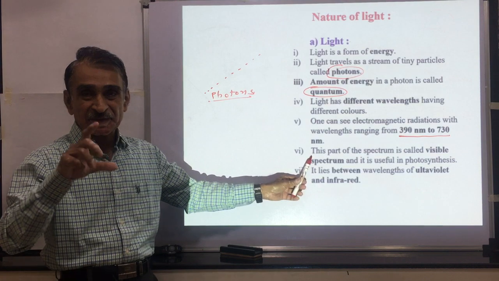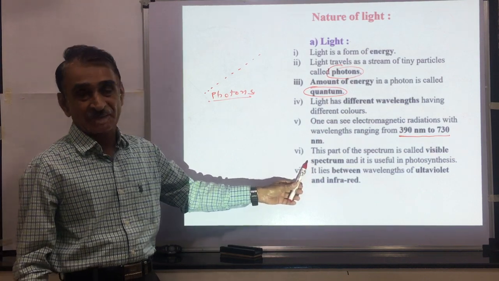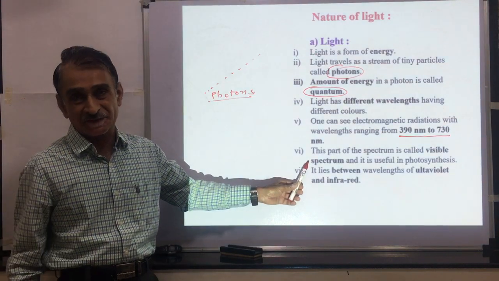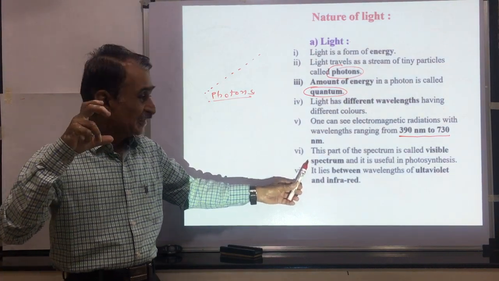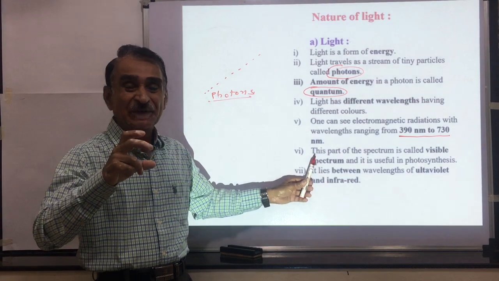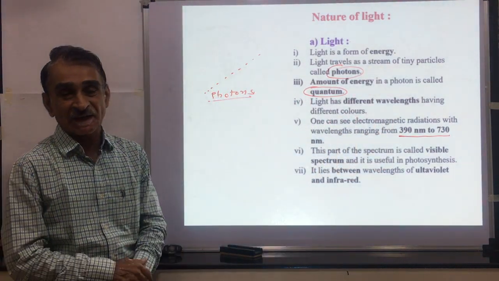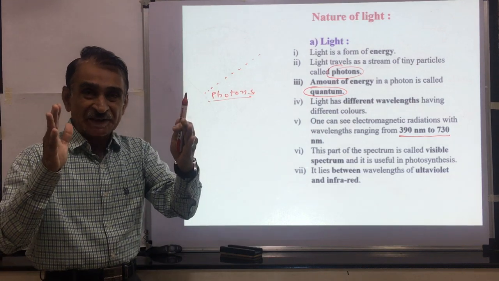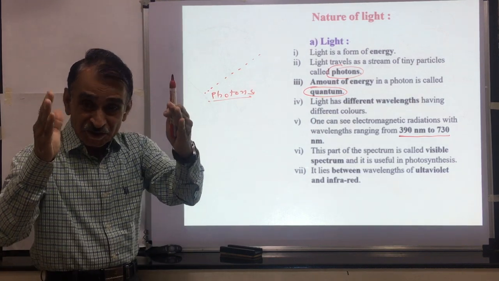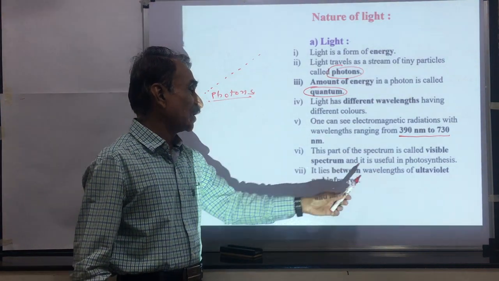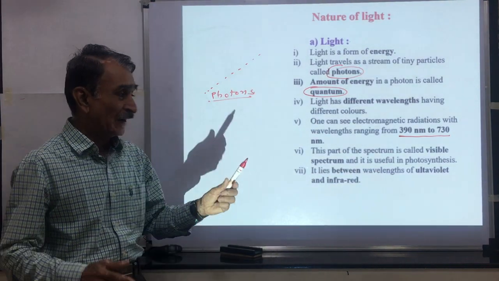This part of the spectrum is called the visible spectrum. This visible spectrum is useful in the process of photosynthesis. The wavelength of light between 390 and 730 nm is used in the process of photosynthesis. It lies between the wavelengths of ultraviolet and infrared.